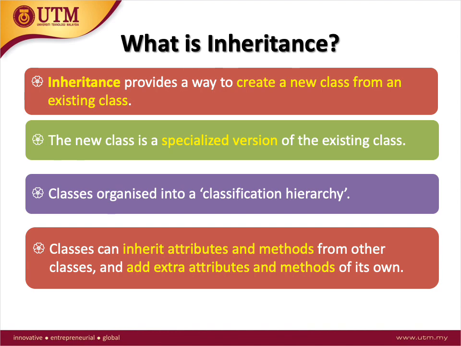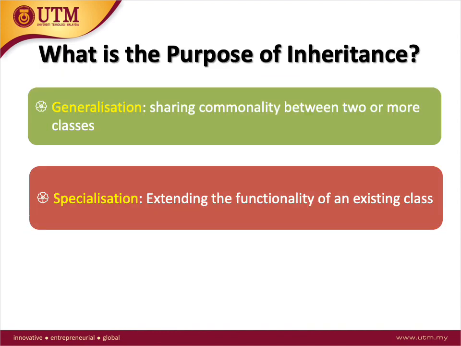So what is the purpose of inheritance? The first one is generalization, so that classes can share commonality between two or more classes. For example, just now, student has a name. That is the commonality, since undergraduate and postgraduate students should all have a name. That is what we call generalization.